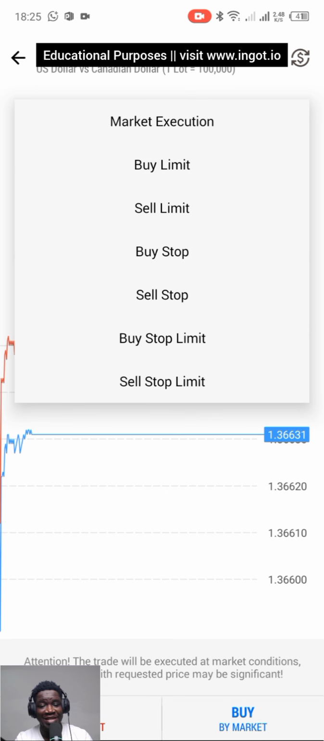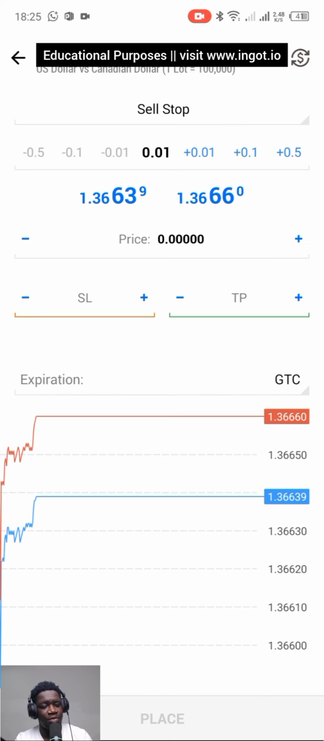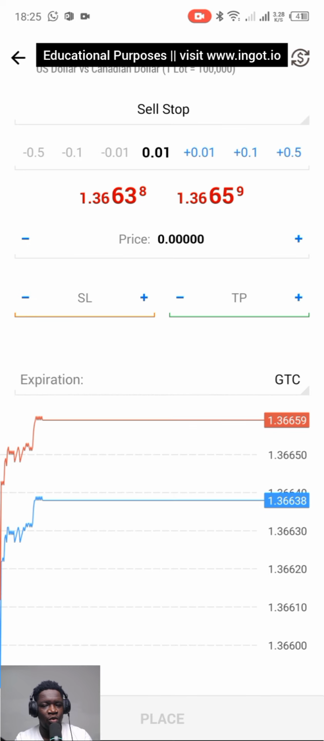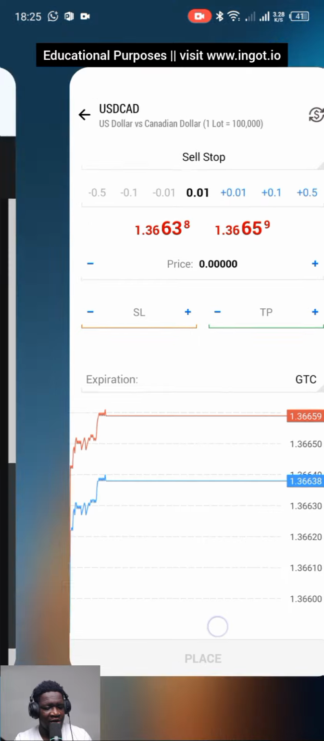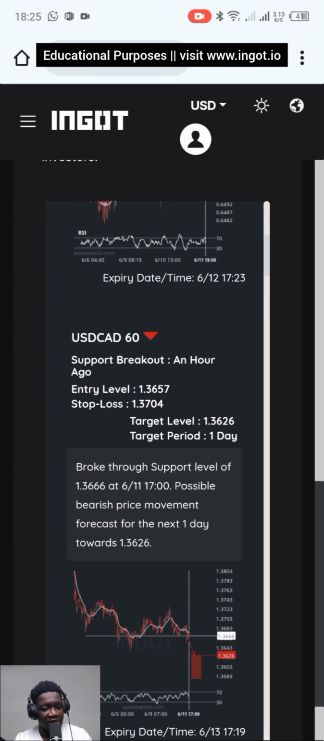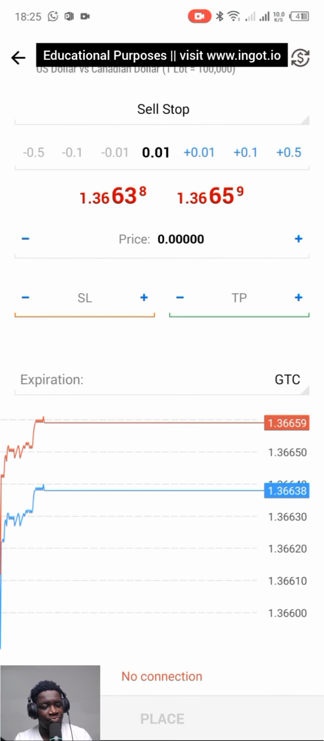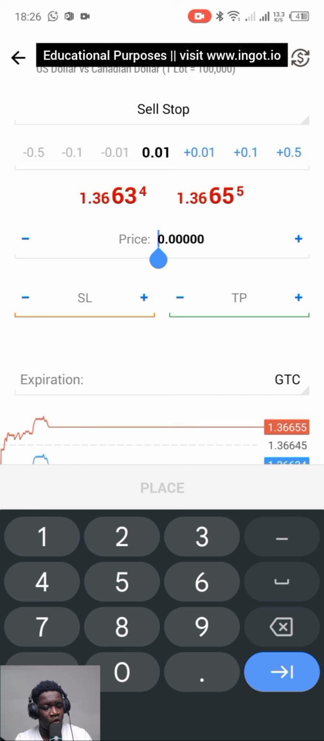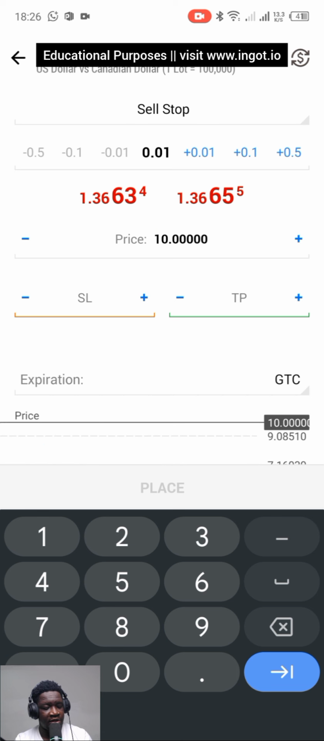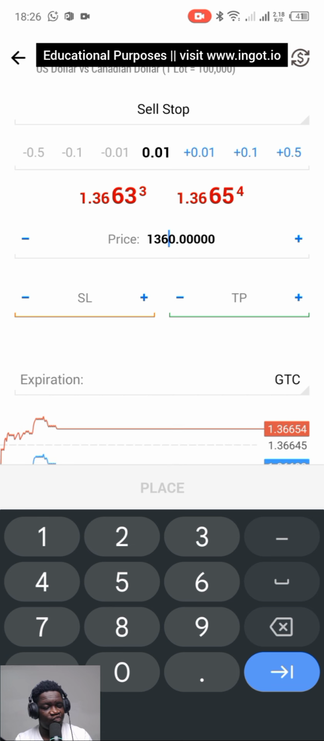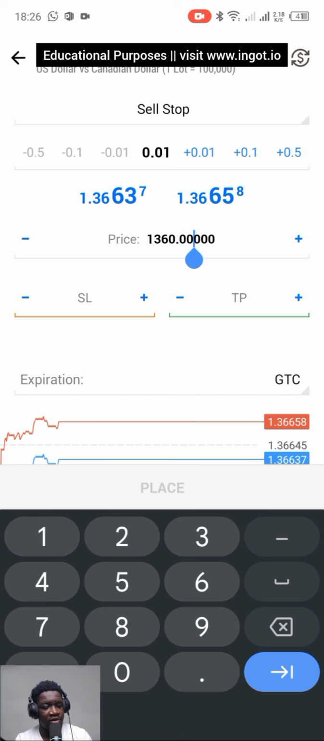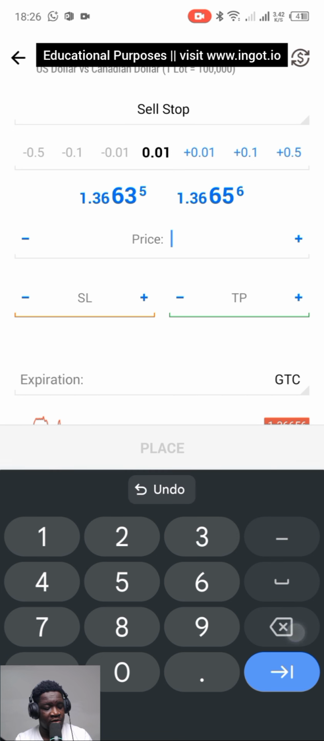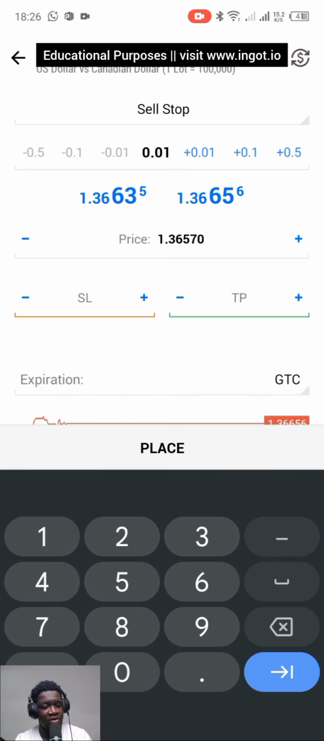So sell, let's just select sell stop. Okay, sell stop. At which price do we want to sell it? When we come back here, we want to sell it at 1.3657. So you type that in here. 1.36570, just the zero there.